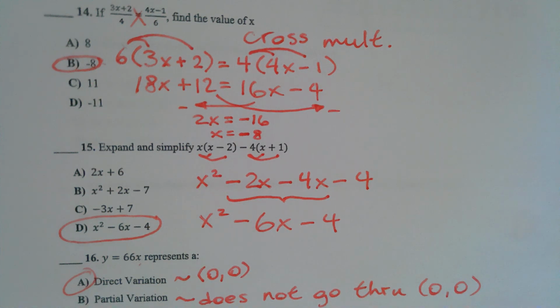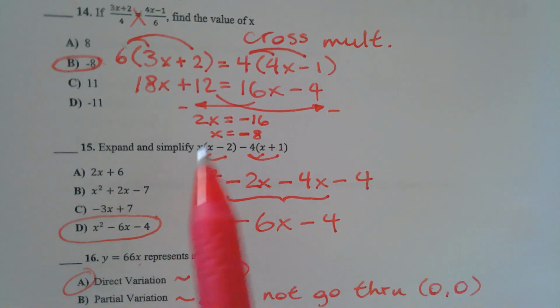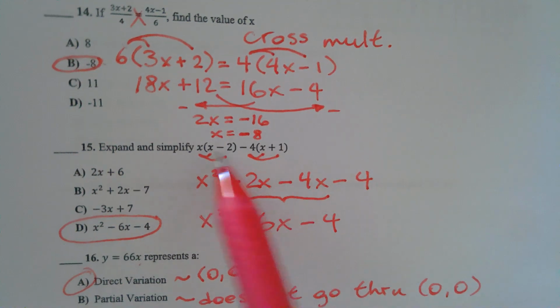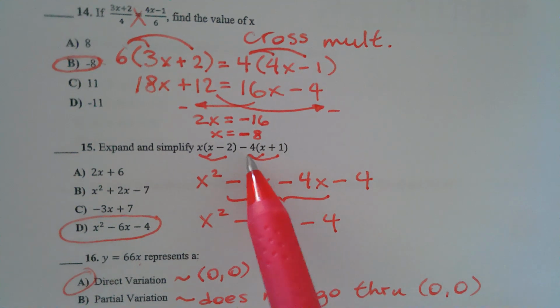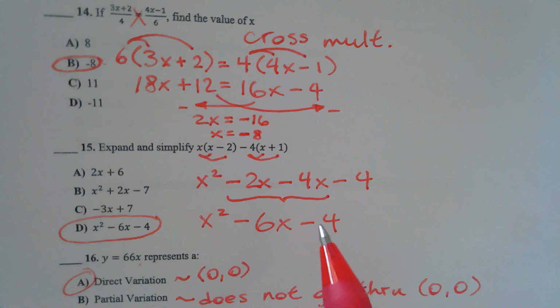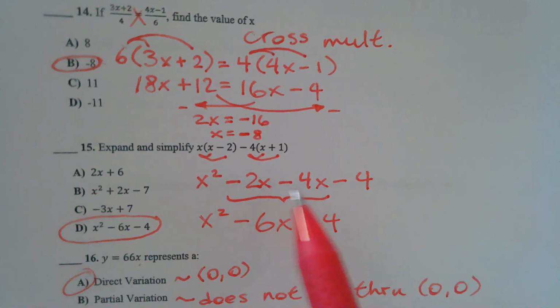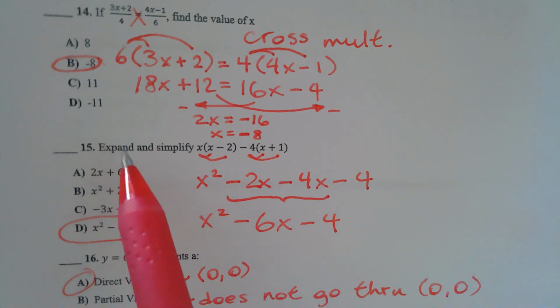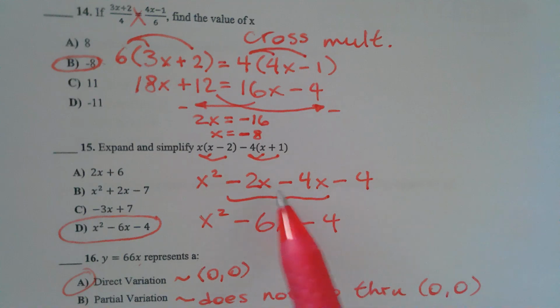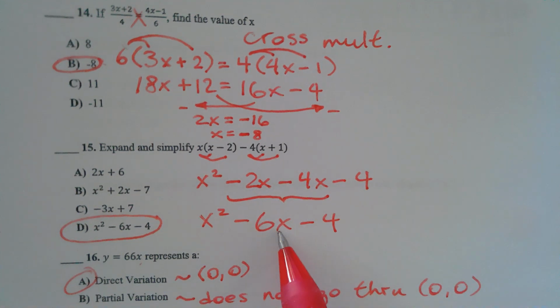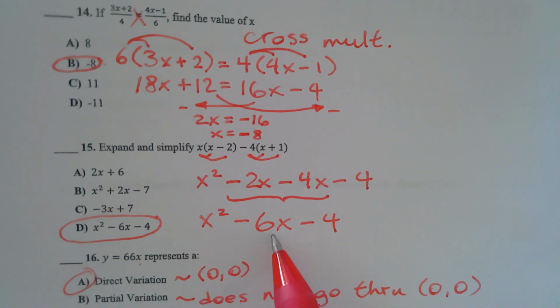Okay. Same thing for 15. You're using the distributive property, so multiplying. Okay. And then after I distribute, I don't see this answer here. That's because the middle part I can simplify. That's why it's called expand and simplify. So these two middle terms add up to be negative 6x.